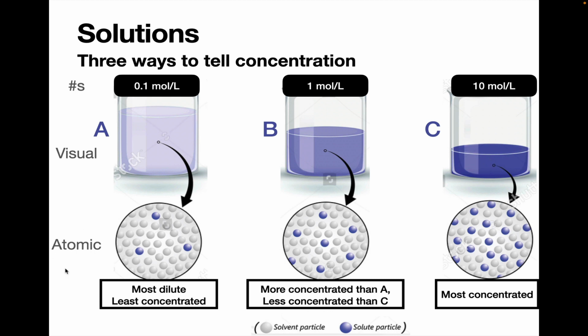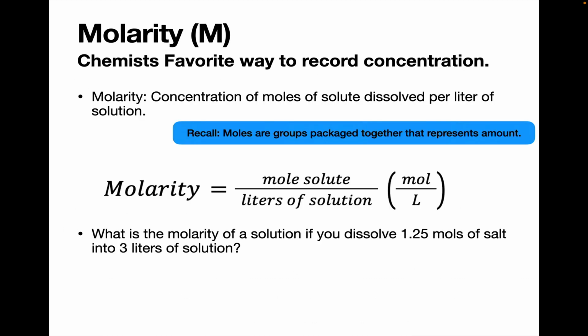You could actually look at it through the atomic level, where the number of solutes, the purple ones, would be less. Here it's a little bit more, here it's a lot more, okay? So we can see that this would be our most dilute and our most concentrated. So 3 different ways we can actually see this or determine it.